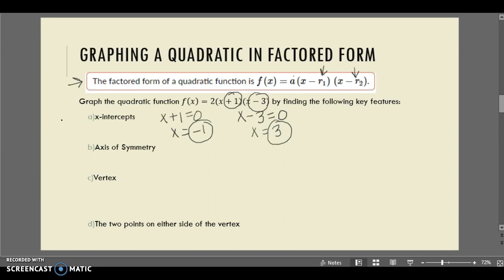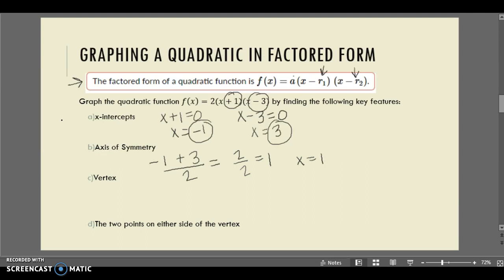The axis of symmetry is where we add those two together and divide by 2, so it's halfway between the roots. Negative 1 plus 3 is 2. 2 divided by 2 is 1. So that's our axis of symmetry.